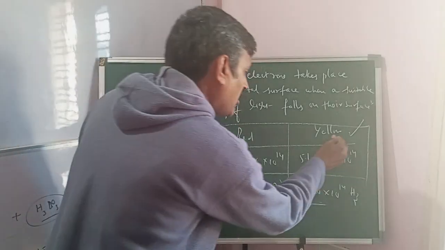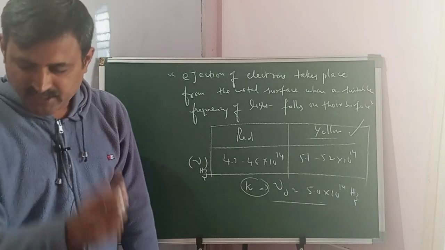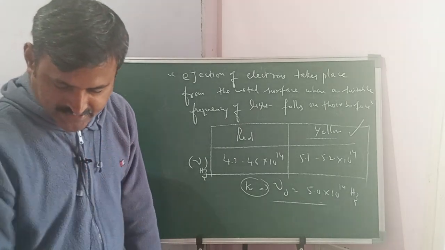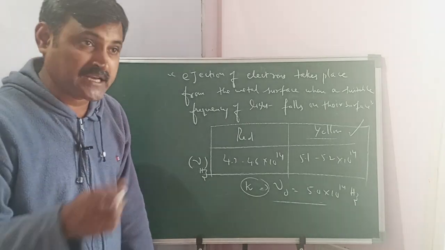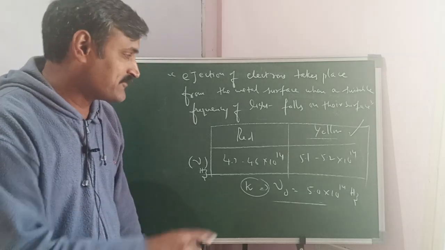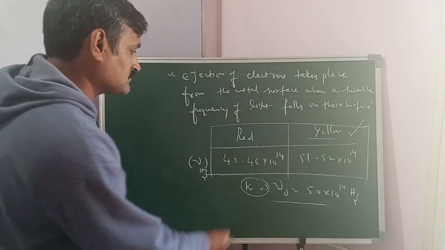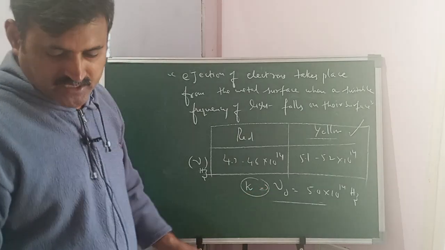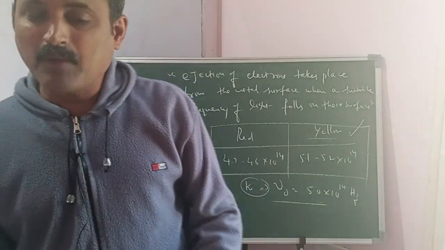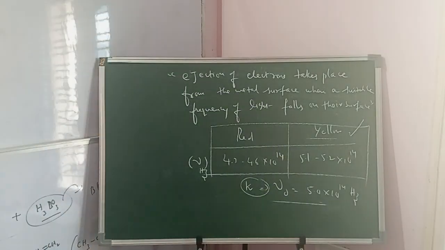That means yellow color radiation will definitely exhibit a photoelectric effect. That means potassium metal shows the photoelectric effect when yellow radiation is falling on the surface. Okay, this is an example of a particular frequency of light.